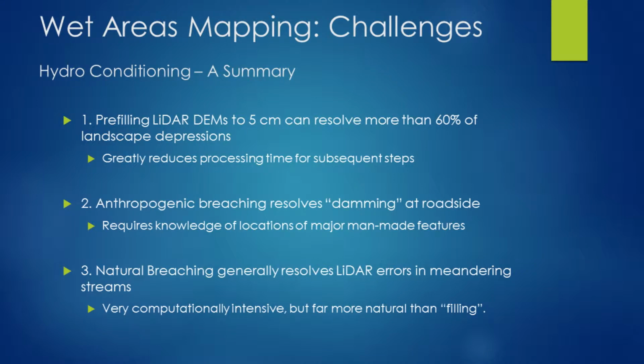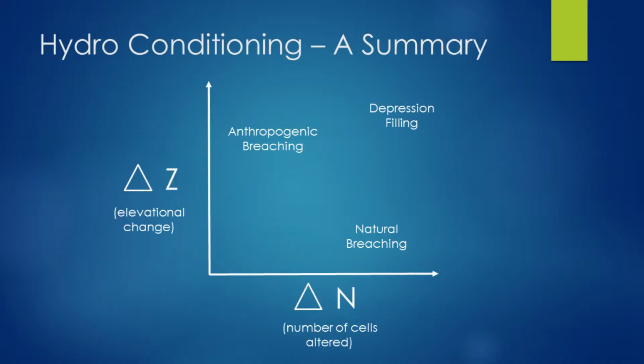So a bit of a summary. So we talked about pre-filling and how it reduces the processing time required to resolve those remaining sinks. And especially when we're talking about the computationally intensive natural breaching, the fewer sinks we have to process, the better. The anthropogenic breaching resolves a lot of the damming at roadside, but it requires knowledge of the locations of these road features. So the road extraction methods had to be developed. And again, the natural breaching resolves the remaining sinks. It's very intensive, but it's again worth the wait.